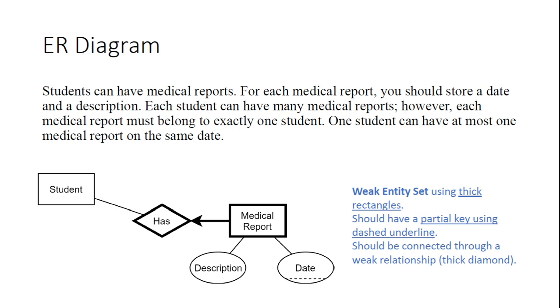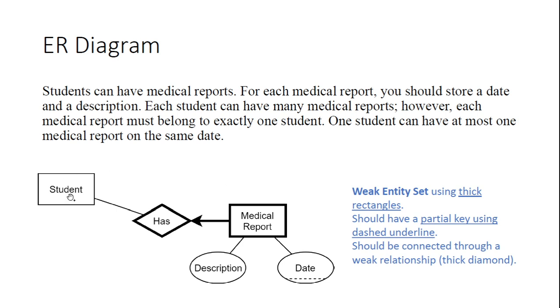But then, each student can have many medical reports, but each medical report must belong to exactly one student. So one medical report cannot belong to multiple people. One medical report can only belong to one student. For a student, there can be multiple reports, but since one medical report is going to belong to only one student, what I can do is, if I know the student's ID, then to uniquely identify a medical report, I can use that ID information together with the date.